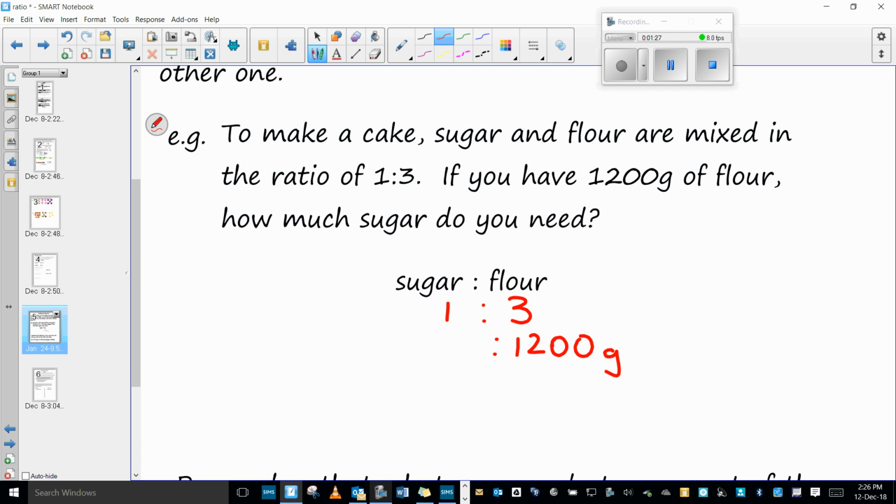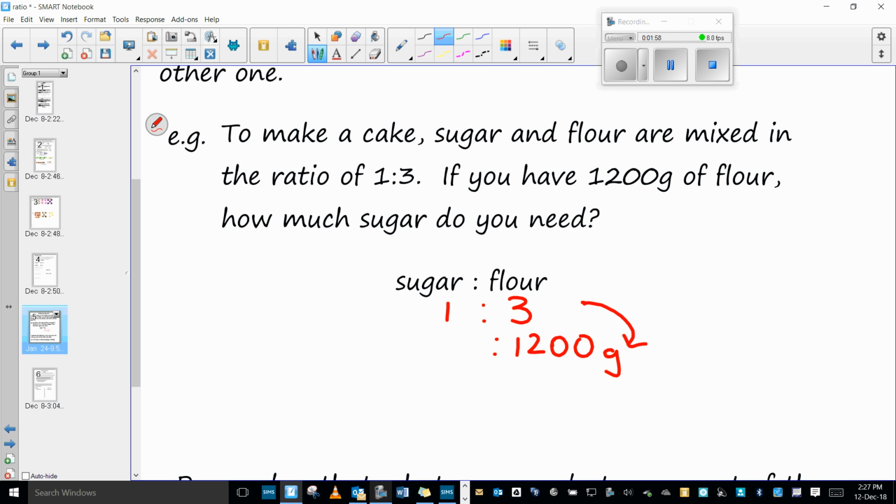Okay? They want to know how much sugar we need. So remember, things have to stay in the same ratio. So with ratios, we are only ever multiplying or dividing. So what we have to do is say, what do we have to do to start with a 3 to end up with a 1,200? What can we put in our calculators to help decide what we're going to do? Well, we know it's got bigger, don't we? So we know we're going to be multiplying.